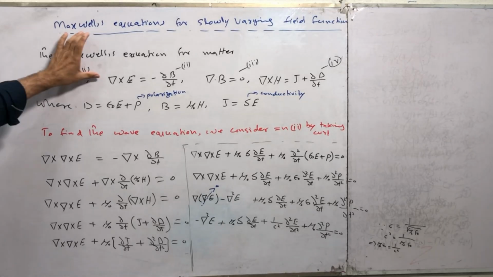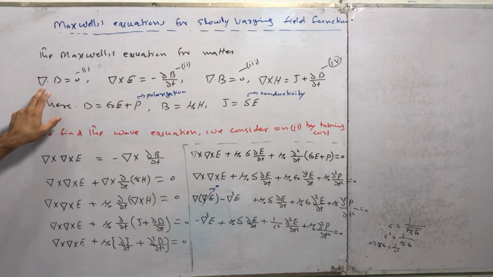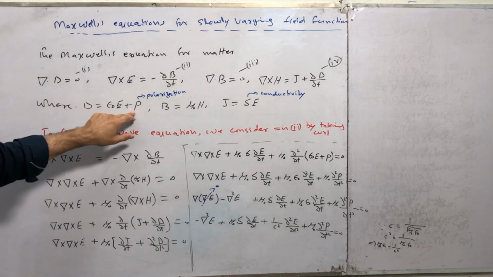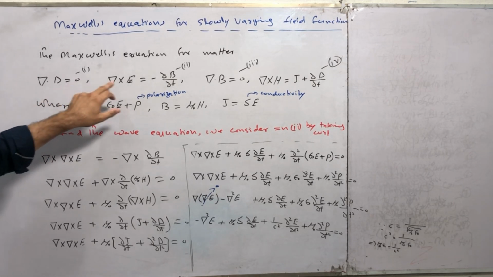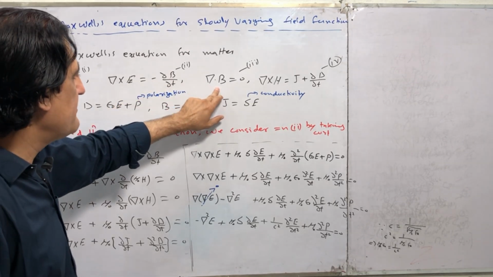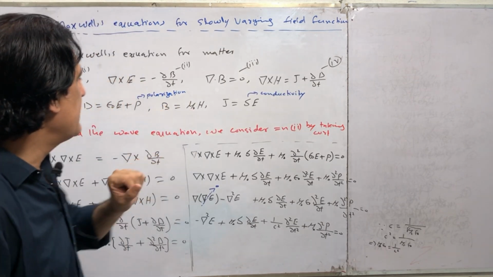We will start from Maxwell's equations for matter. We know the Maxwell equations for matter: the divergence of D, the displacement vector, is equal to this, which is equal to 0, and del cross E is equal to this, divergence of B is equal to 0, and curl of H is equal to this.